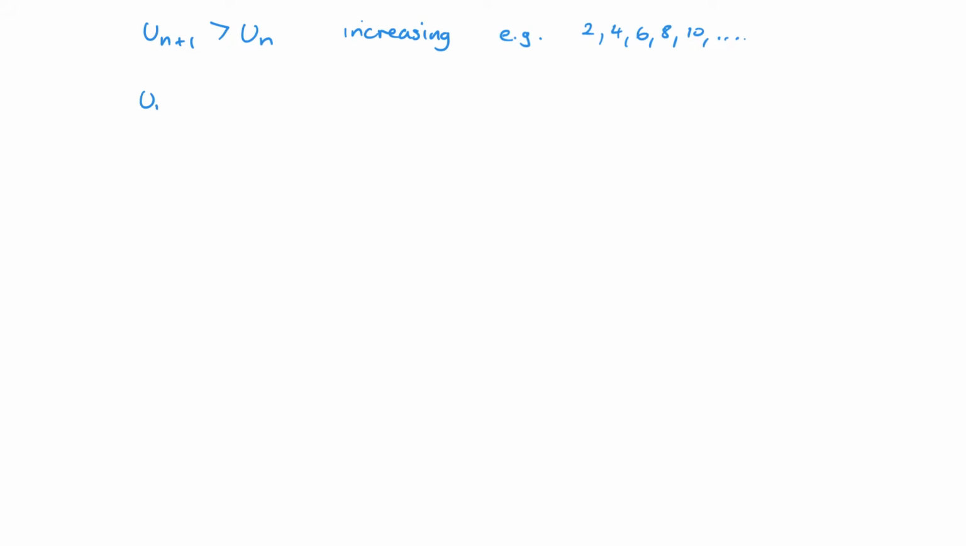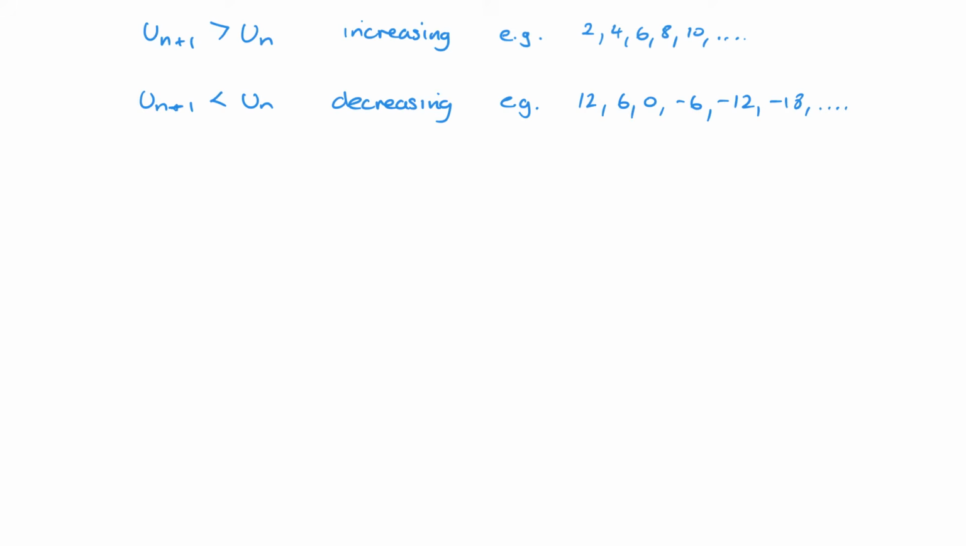Now, if we have the opposite, which is that the next term is less than the previous term, then we've got a decreasing sequence. So that could be, I don't know, 12, 6, 0, minus 6, minus 12, minus 18, and so on. And these two, I think, are quite obvious.